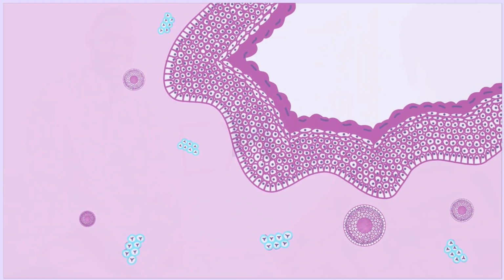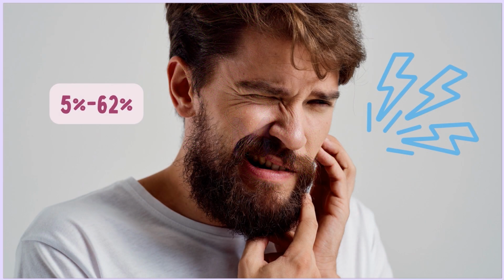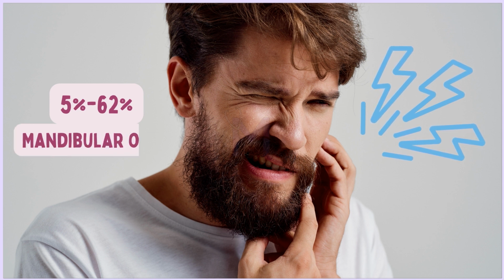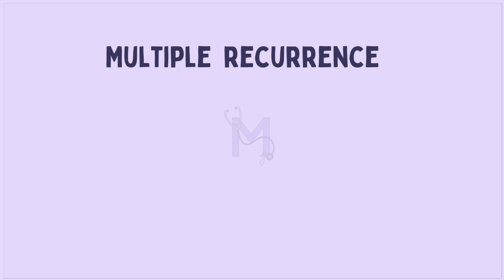The reason for recurrence is the satellite or daughter cysts that are present in the fibrous wall. Frequency of recurrence ranges from 5 to 62%, recurrence being more common in mandibular OKCs, particularly in the posterior body and ascending ramus. Even multiple recurrences are not unusual.